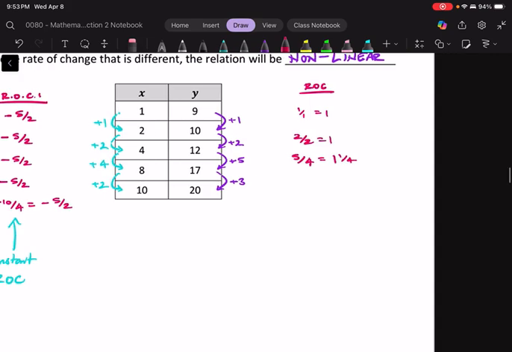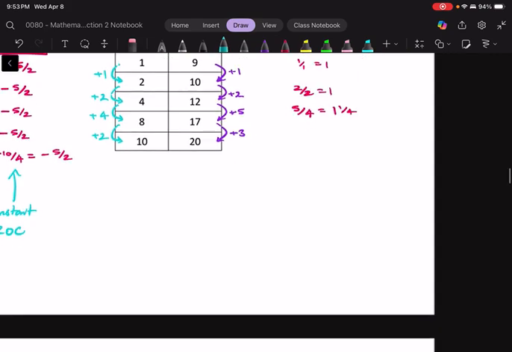And because we don't have a constant rate of change, this relation must be non-linear. I don't even have to check the last one because the rule's already been broken. Can't get more broken than that.